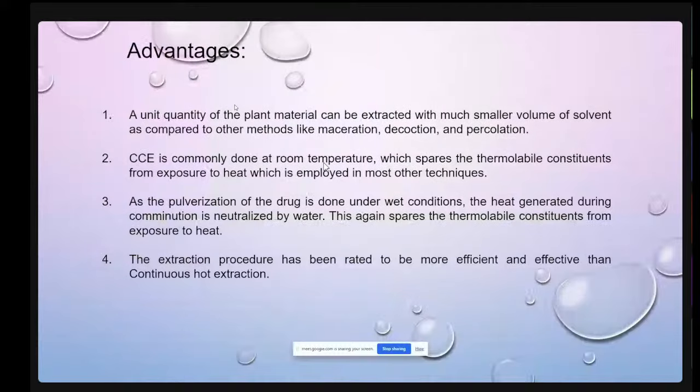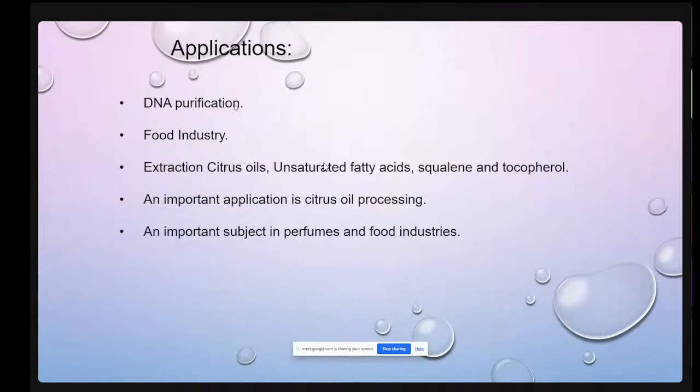The advantage of the extraction, as we said, is getting the plant material extracted more efficiently. It has applications in DNA purification, food industry, citrus oil extraction, and is also an important subject in perfume and food industries.